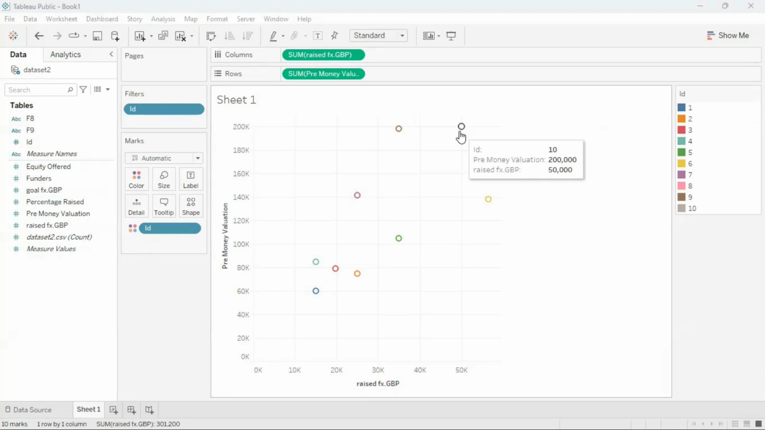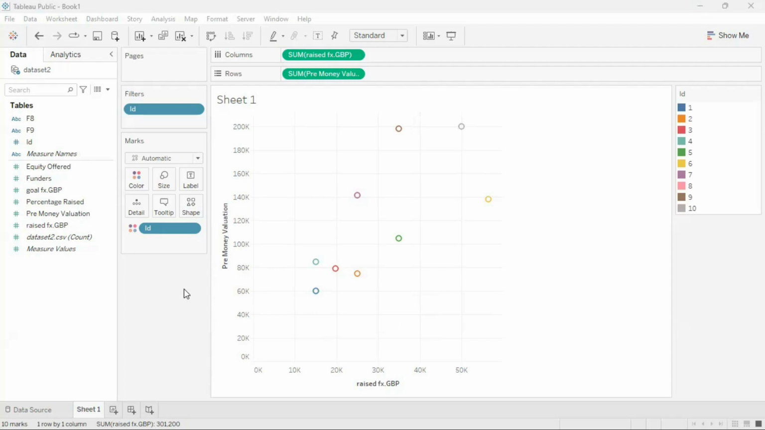And so it's interesting here looking at the graph that this company, ID 10, their pre-money valuation was 200,000 and they raised 50,000. But there's also this company here which had an ID of 6. Their pre-money valuation was lower, but out of the 10 companies here, they actually raised the most amount of money. Right? But across the whole, there is a positive correlation trend where as the company's pre-money valuation is higher, they do actually raise more money for the 10 startups that we're looking at here.